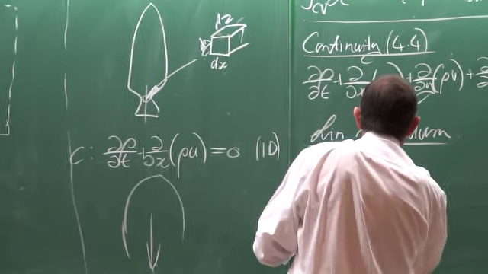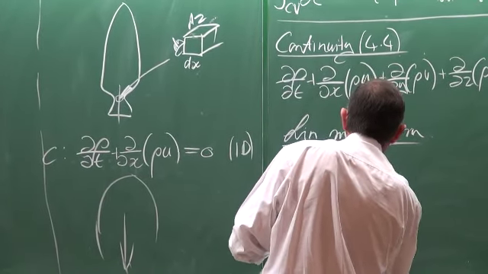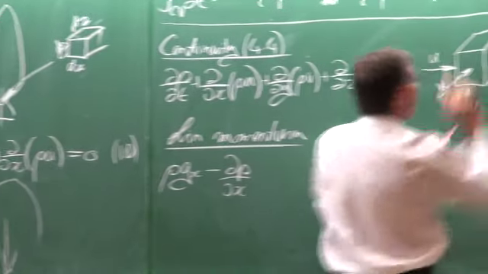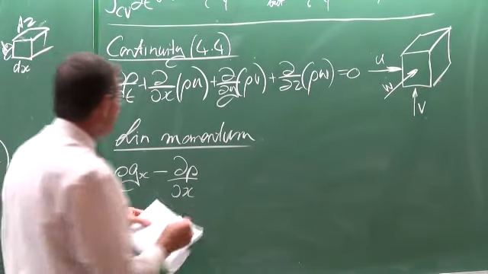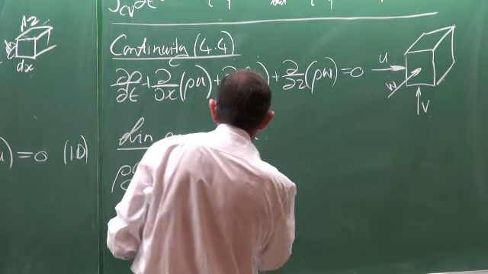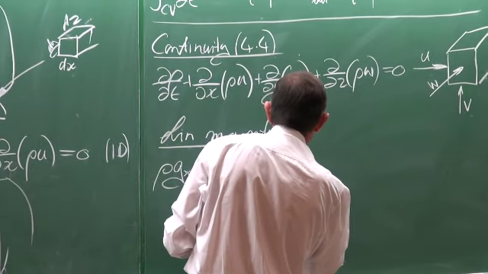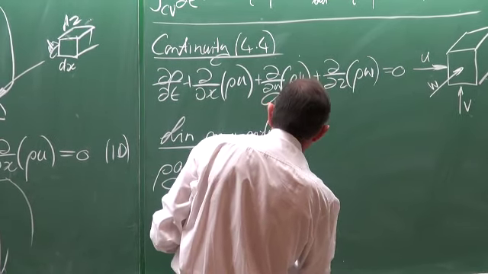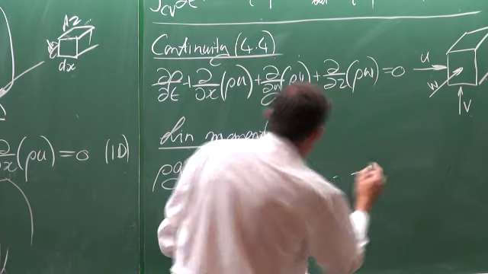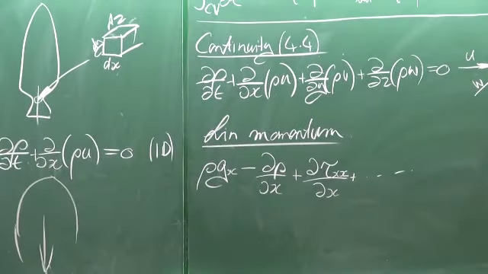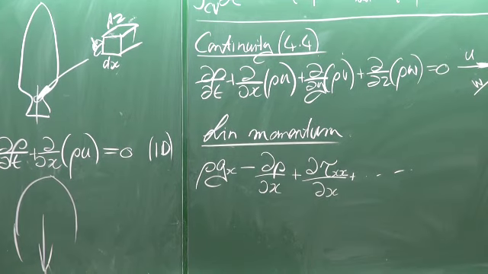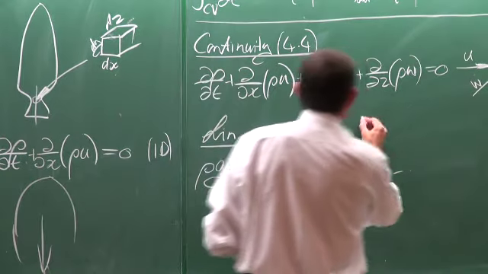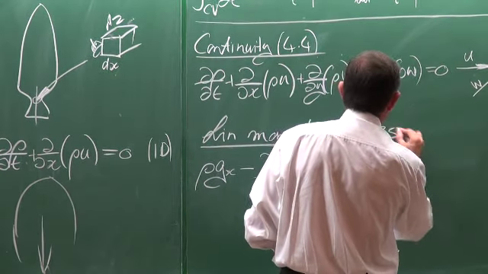Minus partial dp dx, that would be the pressure difference over the control volume. And then there are many more terms, and they typically look like this. The shear stress in the x direction, and many more of them that I'm not going to write down. And that equation is equation 4.35 in the textbook of White.